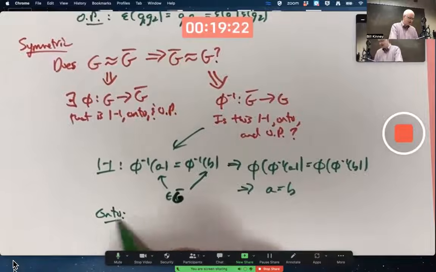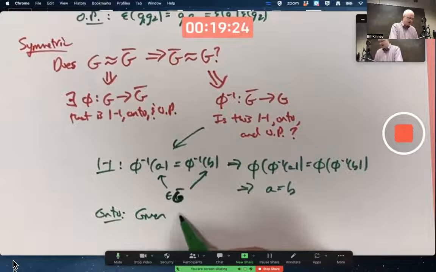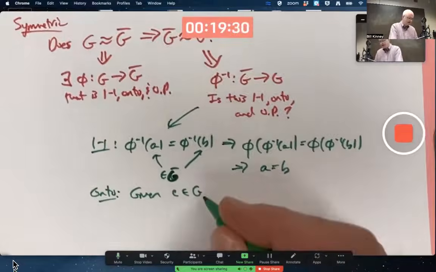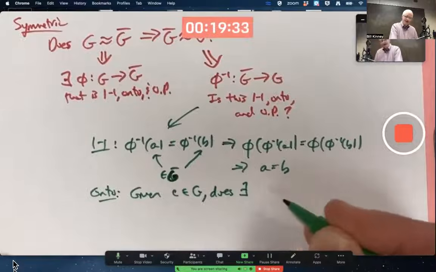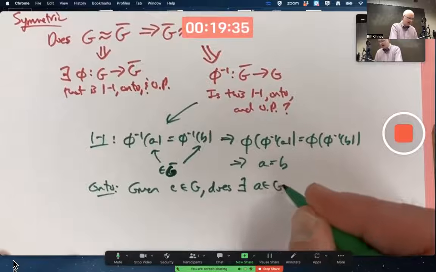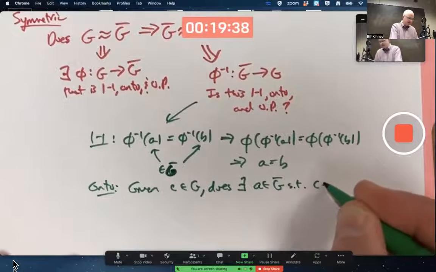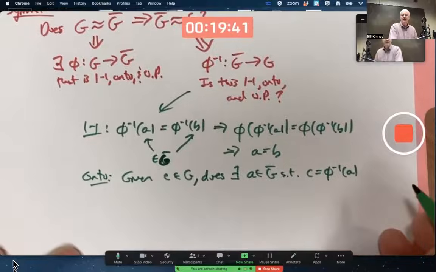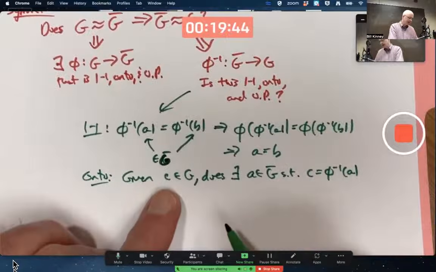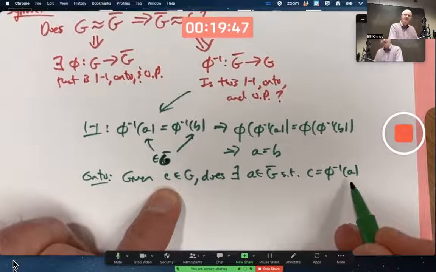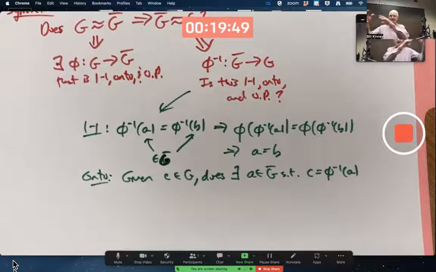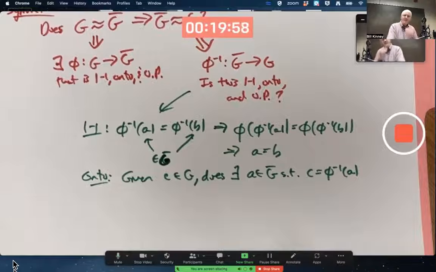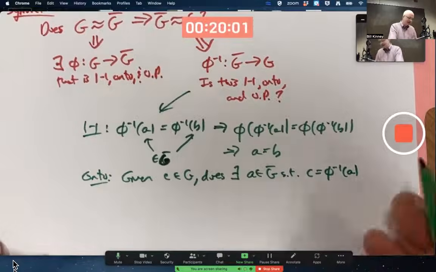On to onto. Given, say, C in G, does there exist, asking this as a question here, an A in G bar such that C equals phi inverse of A? Maybe I should have switched my lettering around and called that an A and that a C, since the original mapping is from G to G bar, and alphabetical order would go from left to right, but don't worry about it. So I'm asking as a question here.